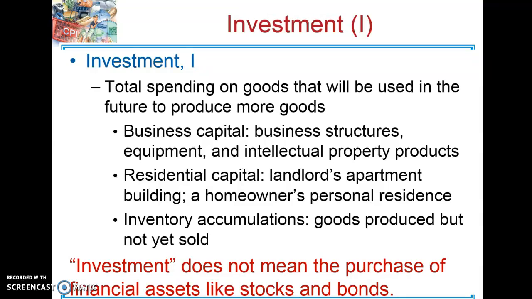Investment, as a component of GDP, is total spending on goods that will be used in the future to produce more goods. So we're going to look at business capital: business structures, equipment, and intellectual property products. We're going to look at residential capital: a landlord's apartment building, a homeowner's personal residence. And we're going to look at inventory accumulations, goods produced but not yet sold. Note that investment does not mean the purchase of financial assets like stocks and bonds.